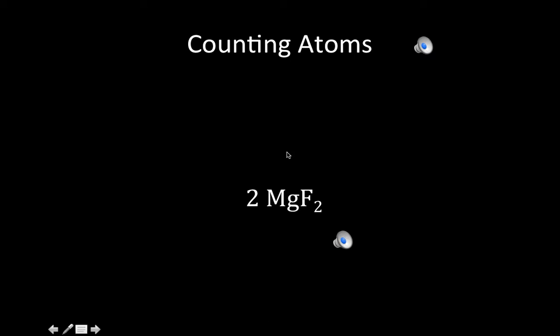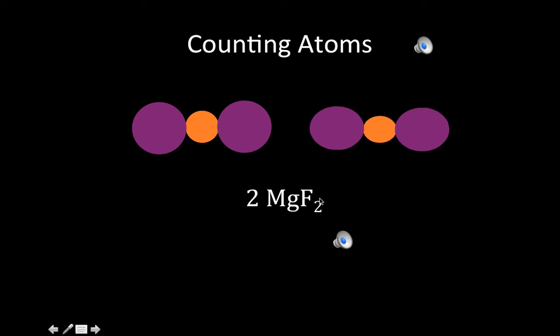Now, when you're balancing, you're going to use coefficients. And what you have to understand is that means you double everything that follows that particular coefficient. So if I used to have 1 Mg and 2 Fs, now I have 2 times 1 is 2 Mgs, and 2 times 2 is 4 fluorines. So we're going to illustrate that now.